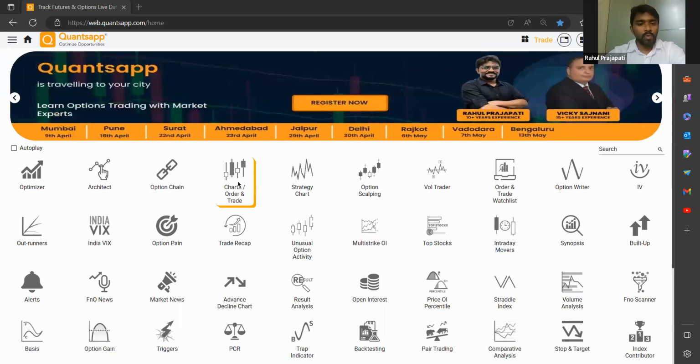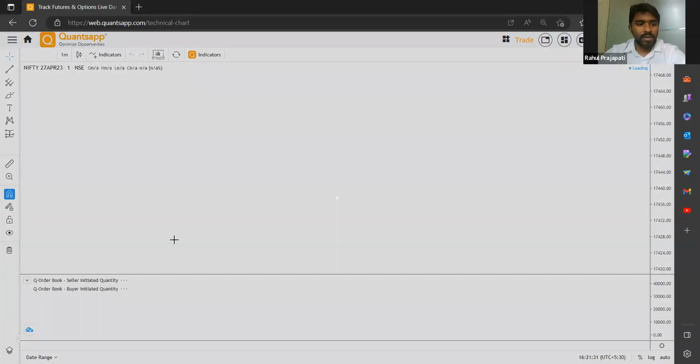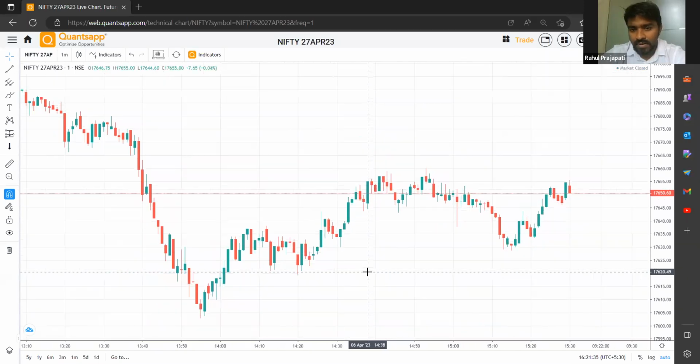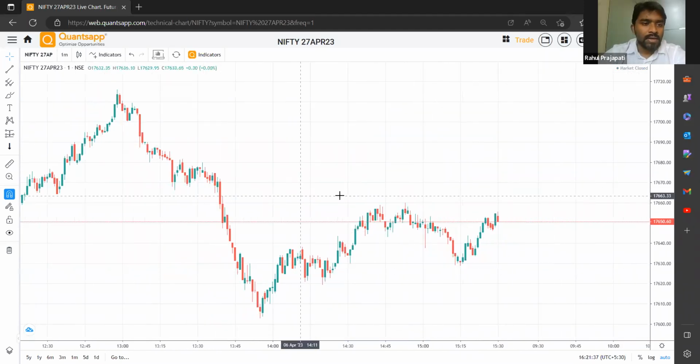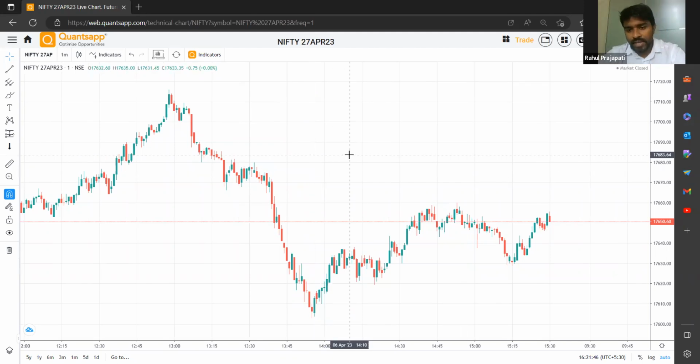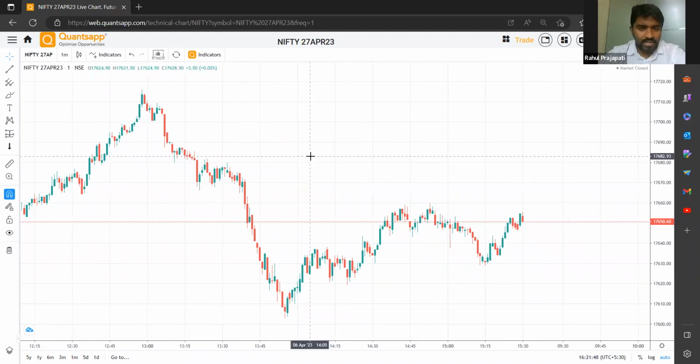So once I open this chart, you will see there's a Nifty chart of the current month. If you see this chart, this is a very simple one, and it's a candlestick chart, right? And you can plot any indicators, but I'll just help you with two specific indicators. Before I move, let me give you the concept.